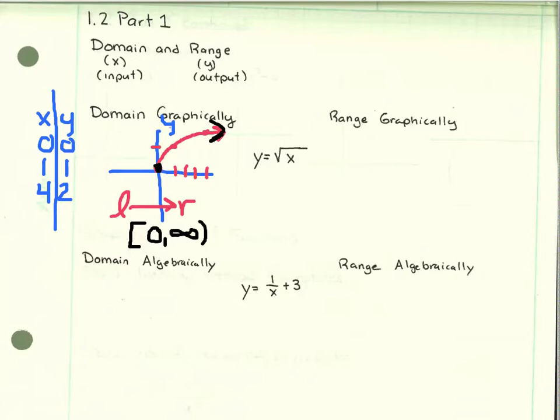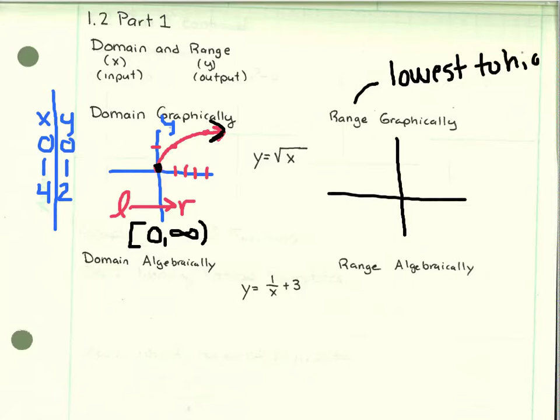If I look at the same graph, but this time I'm looking at range, range is the y values, and so you can think of range as going from the lowest point to the highest point. And for this same graph, the lowest point on the graph is here at 0. And this graph, even though it sort of looks flat, it does keep going up forever because the bigger number you square root, the bigger answer you'll get. So the range starts at 0 and also goes to infinity.